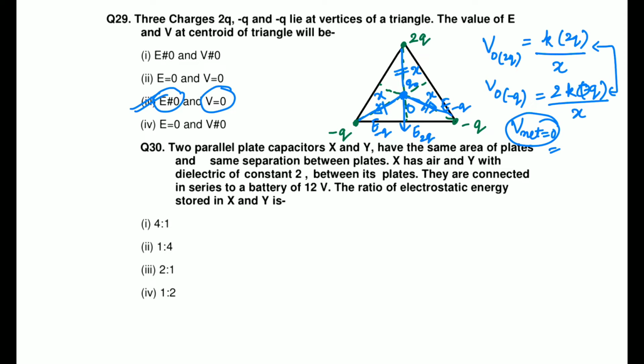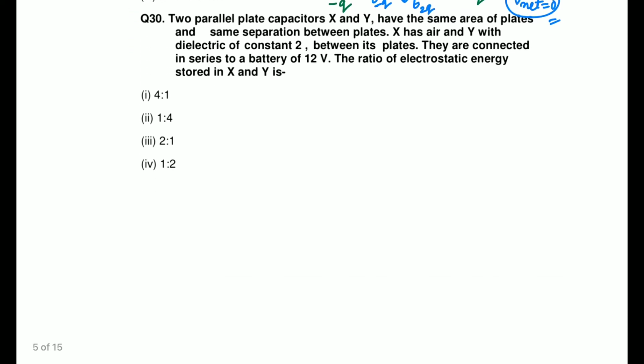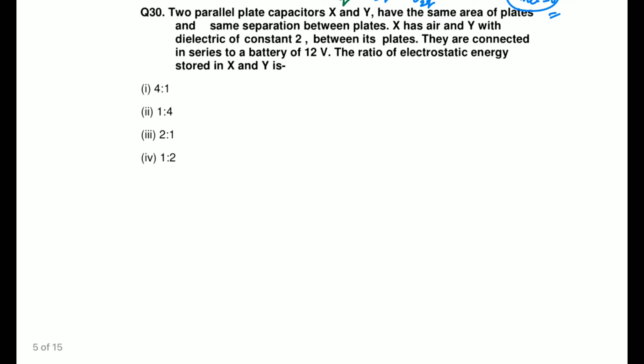Is that a yes or no? Great. Let's move to our next question. Question number 30. You have two parallel plate capacitors X and Y that have the same area of plates and the same separation between the plates. X has air, Y has a dielectric of constant 2 between its plates. They are connected in series to a battery of 12 volt. The ratio of electrostatic energy stored in X and Y.